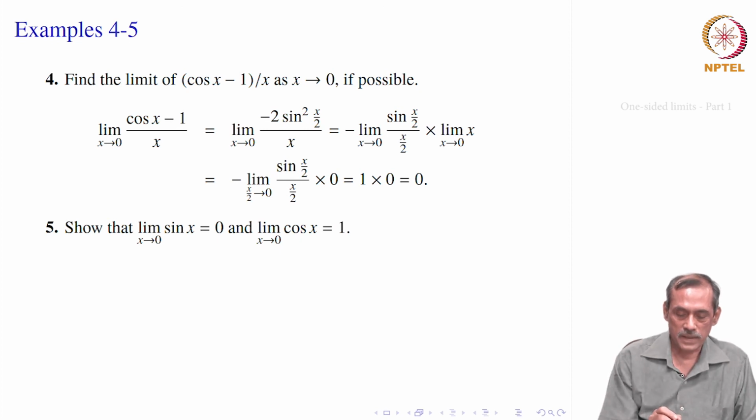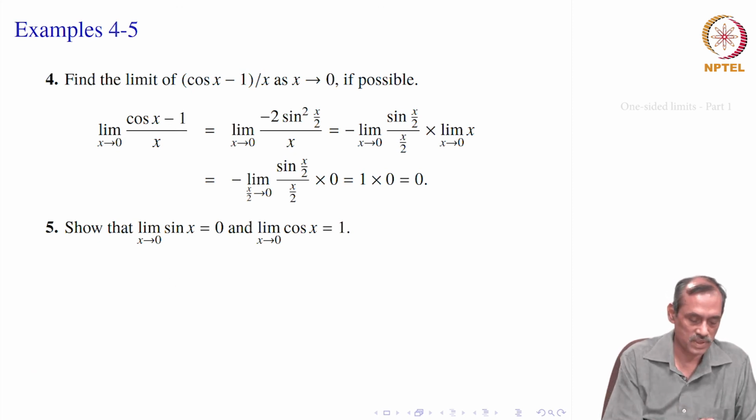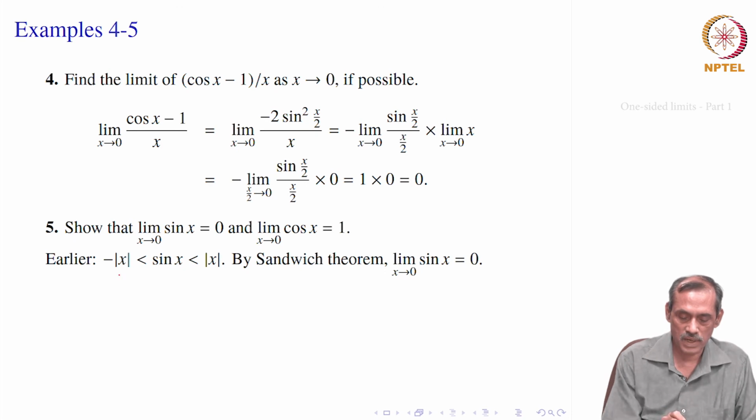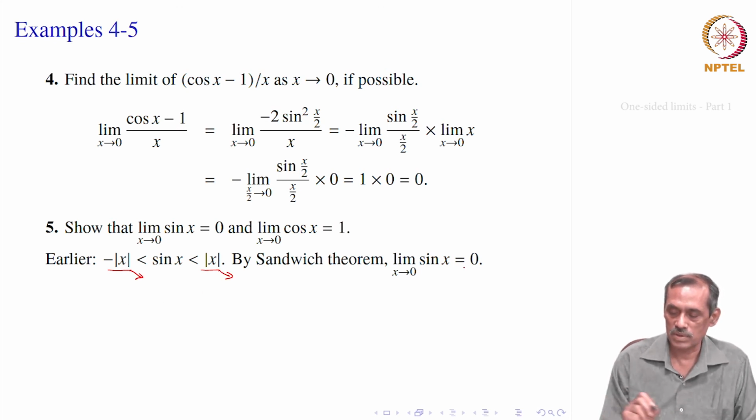Okay, let us take another. These are easy limits, you see: the limit of sin x and the limit of cos x. We know them to be 0. How did we do it for sin x earlier? If you remember, sin x is bounded by minus mod x and mod x. Then, when x goes to 0, by the sandwich theorem, this goes to 0, this also goes to 0. Therefore, by the sandwich theorem, the limit of sin x is equal to 0.